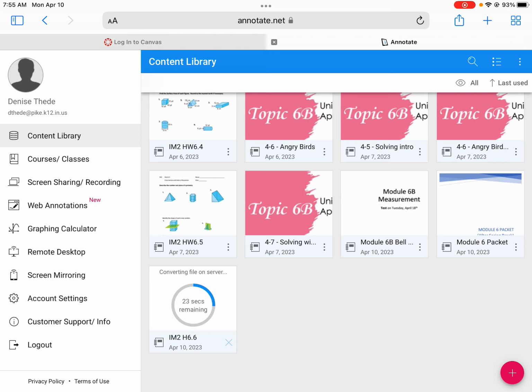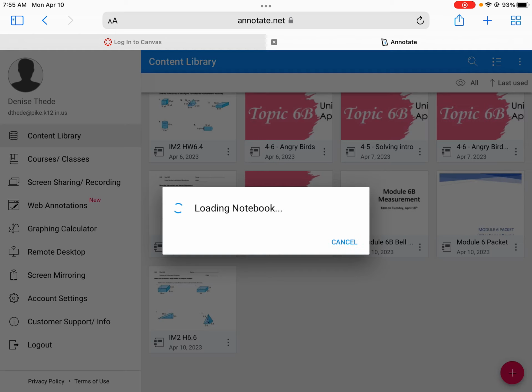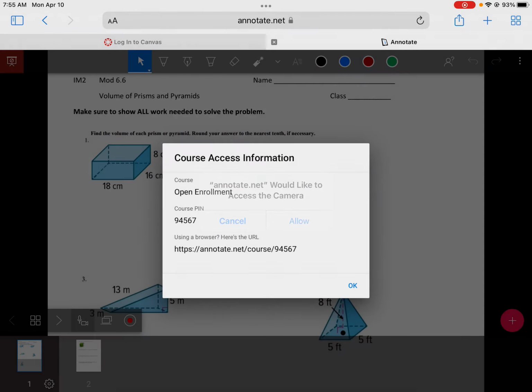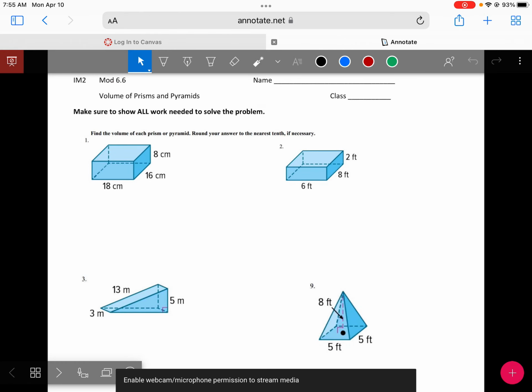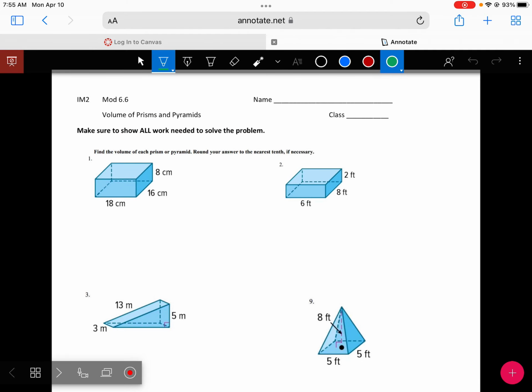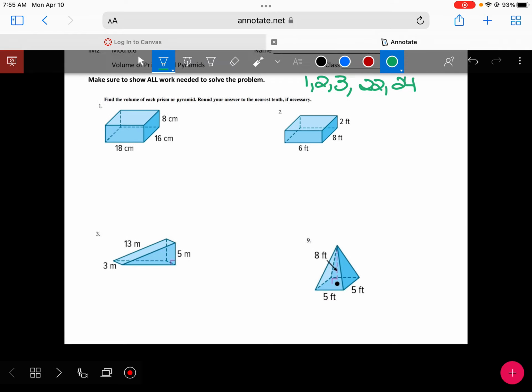You guys probably could have done the first problem by now. Number 1, the volume, area of the base times the height. 1 and 2 are not bad at all. Make sure to show all work to solve the problem. Just a reminder, you need to do problems 1, 2, 3, 22, and 24. Not just the front part, because we haven't done all the front part.